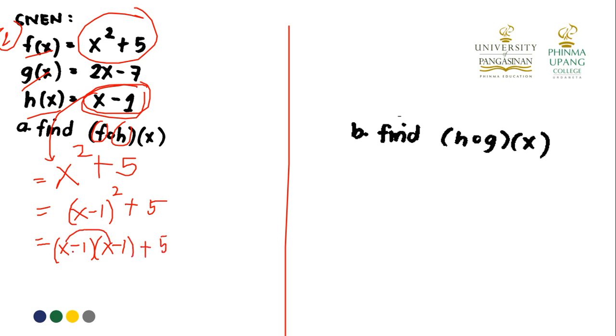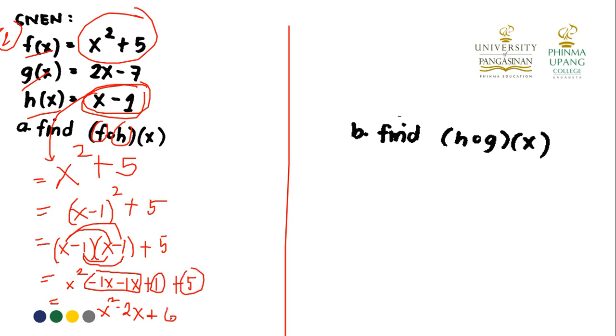So, multiplication, x times x squared. X times negative 1, negative 1x or negative x, the same. Negative 1 times x is still negative 1x pa rin. Then 1 times negative 1, that is positive 1. Don't forget to add 5. Then adding like terms, that is x squared negative 2x. Then adding like terms, constant to constant, 1 plus 5 is 6. Sundan?